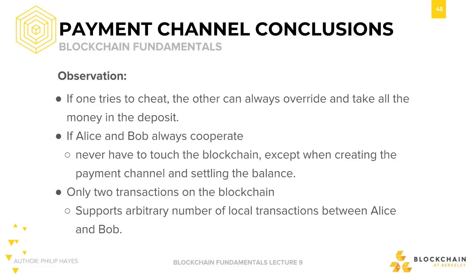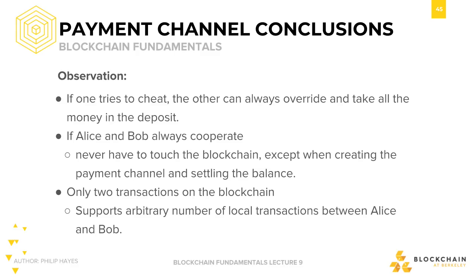So the observation is that if someone tries to cheat, the other party, if they see that malicious behavior is going on, they can always override this and take the money in the deposit. Meaning, if Bob sees that Alice is trying to cheat on him, then he can slash her funds and take the money in the deposit because she's being malicious. And so this encourages both parties to cooperate, so that this payment channel doesn't fall through.